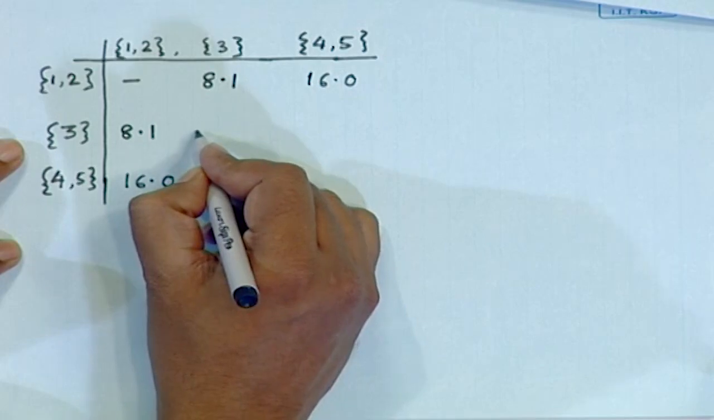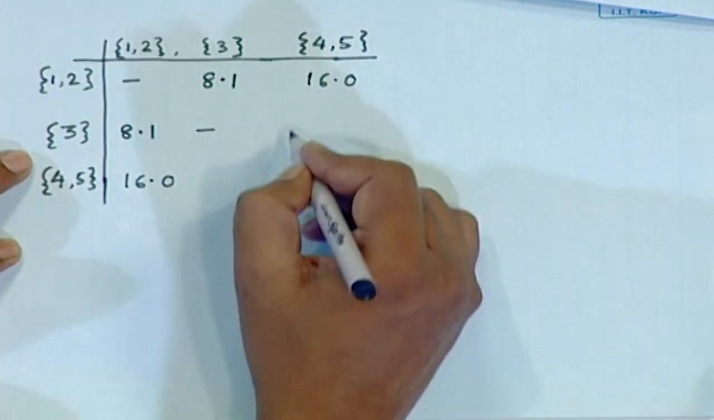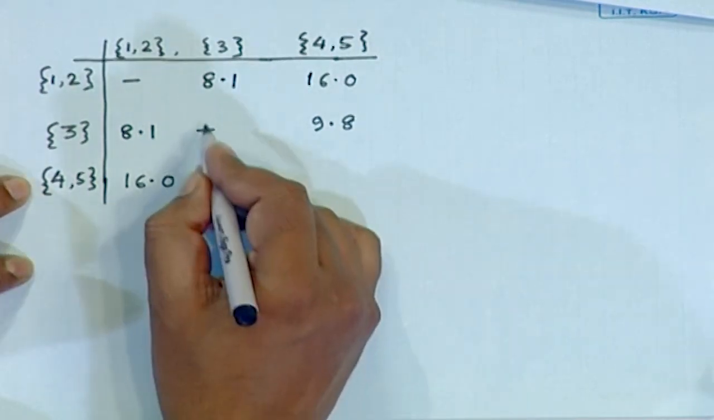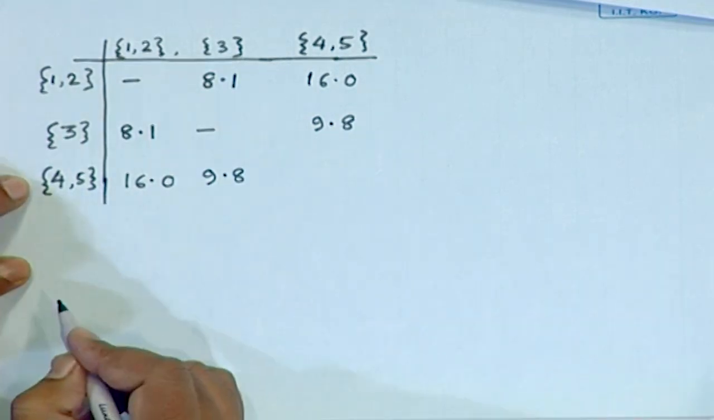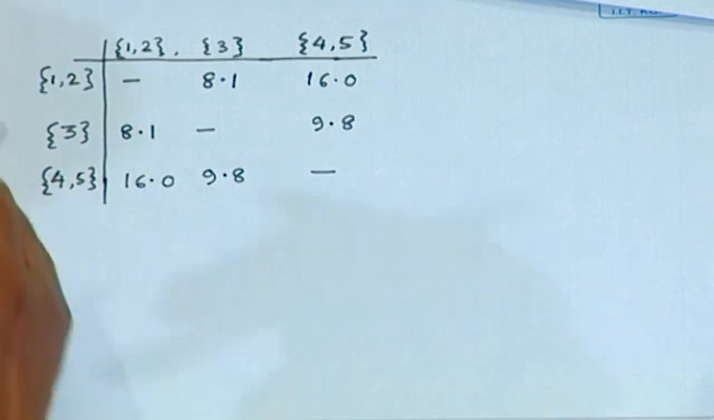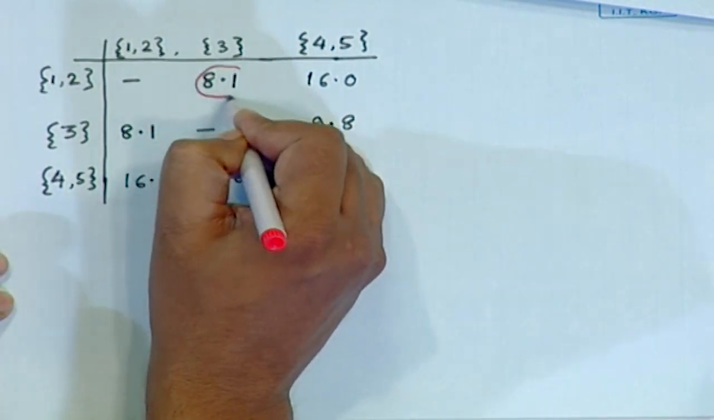Then 3, 3 I do not bother. The distance between 3 and 4, 5, you can find out that this is 9.8. So, obviously 4, 5 and 3, this is also 9.8. Okay. And here the distance value is 0. So, now I have to take the minimum of all of them. So, the minimum comes out to be this 8.1.